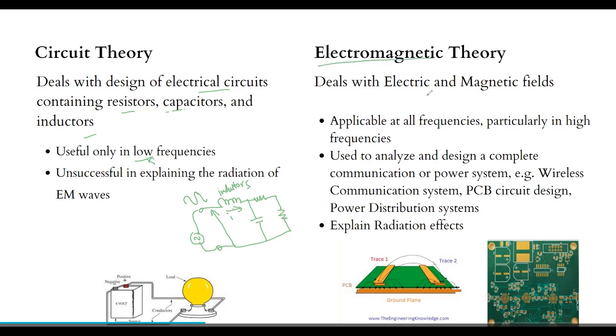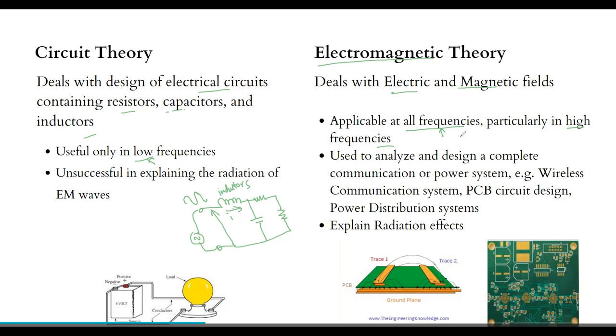And then once we talk about the electromagnetic theory, it will talk about electric and magnetic fields and how they are generated and how they will affect the behavior of a certain circuit operation and so on. So electric and magnetic fields cause the voltages and currents in circuits to behave in a certain manner, and that can be explained by using electric and magnetic fields. So the electromagnetic theory is applicable for any kind of frequency. Particularly, it is useful when explaining high frequency circuits, right?